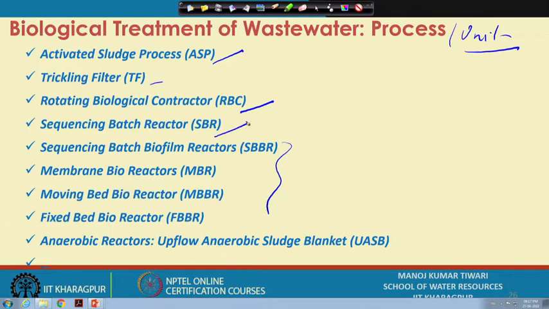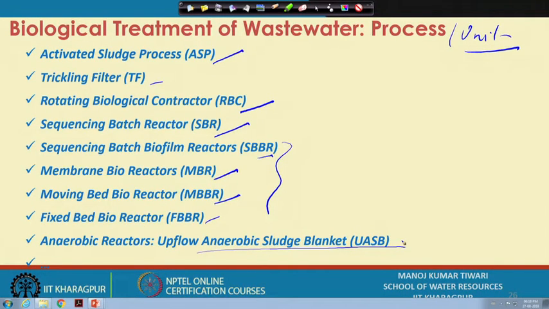So, there is the sequencing batch reactor SBR, the sequencing batch biofilm reactor SBBR, similarly the moving bed bioreactor MBBR, or membrane bioreactors MBR, and fixed bed bioreactors. So, these are a series of different processes. Then we have anaerobic processes also, the upflow anaerobic sludge blanket UASB being the most common one under the anaerobic category. There are also anaerobic fluidized bed reactors. There are many other processes, it is not limited to these, but these are the major ones.